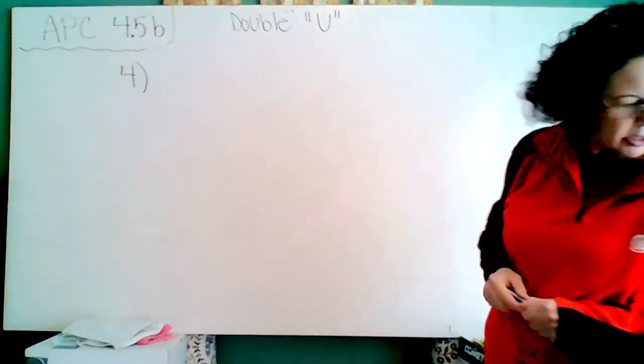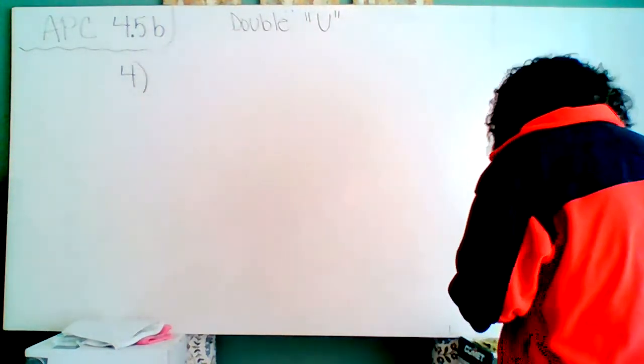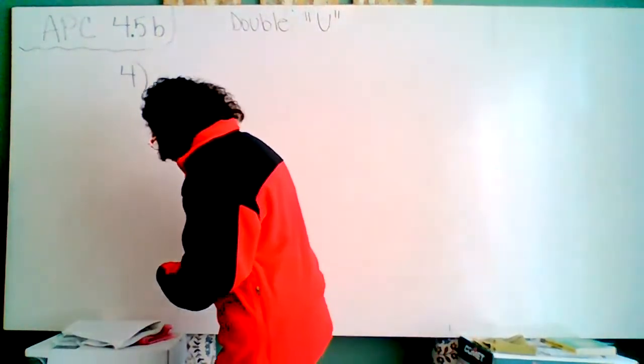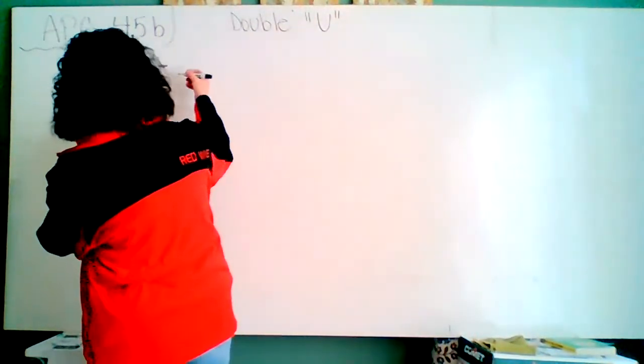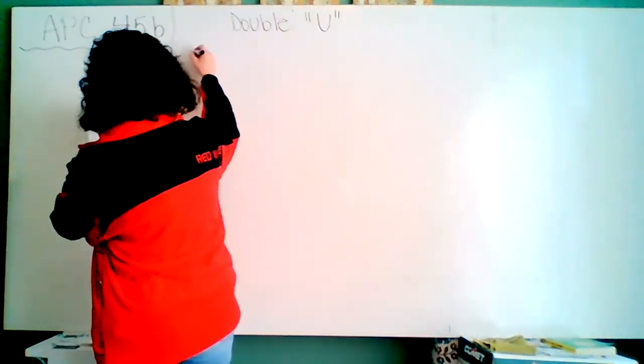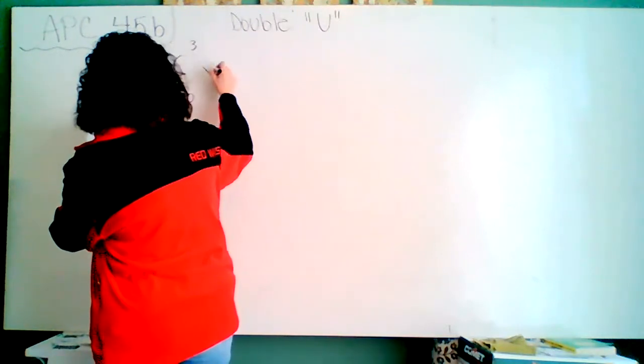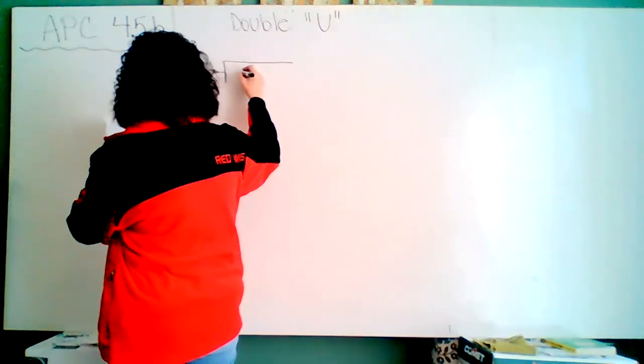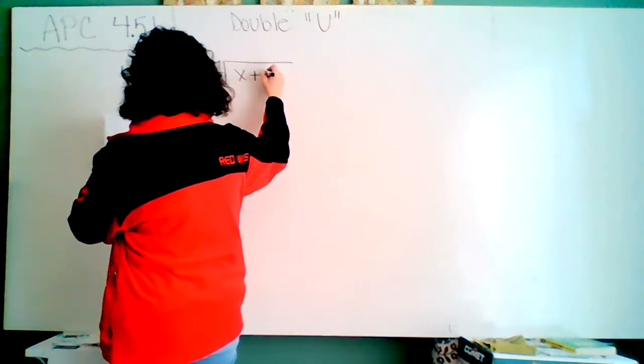Okay, so here we go. I just feel like I just put my good marker somewhere. Oh well, we'll be fine. Okay, so let's integrate from 0 to 3 of x times the square root of x plus 1 dx.